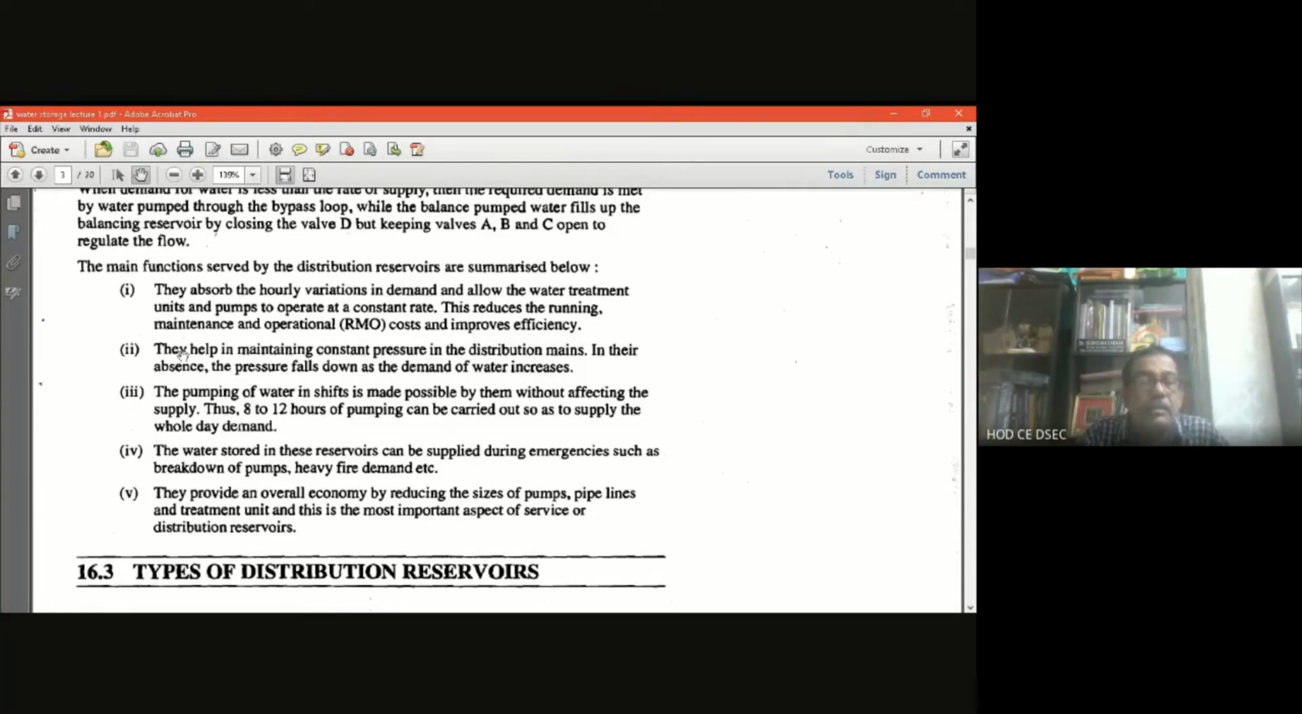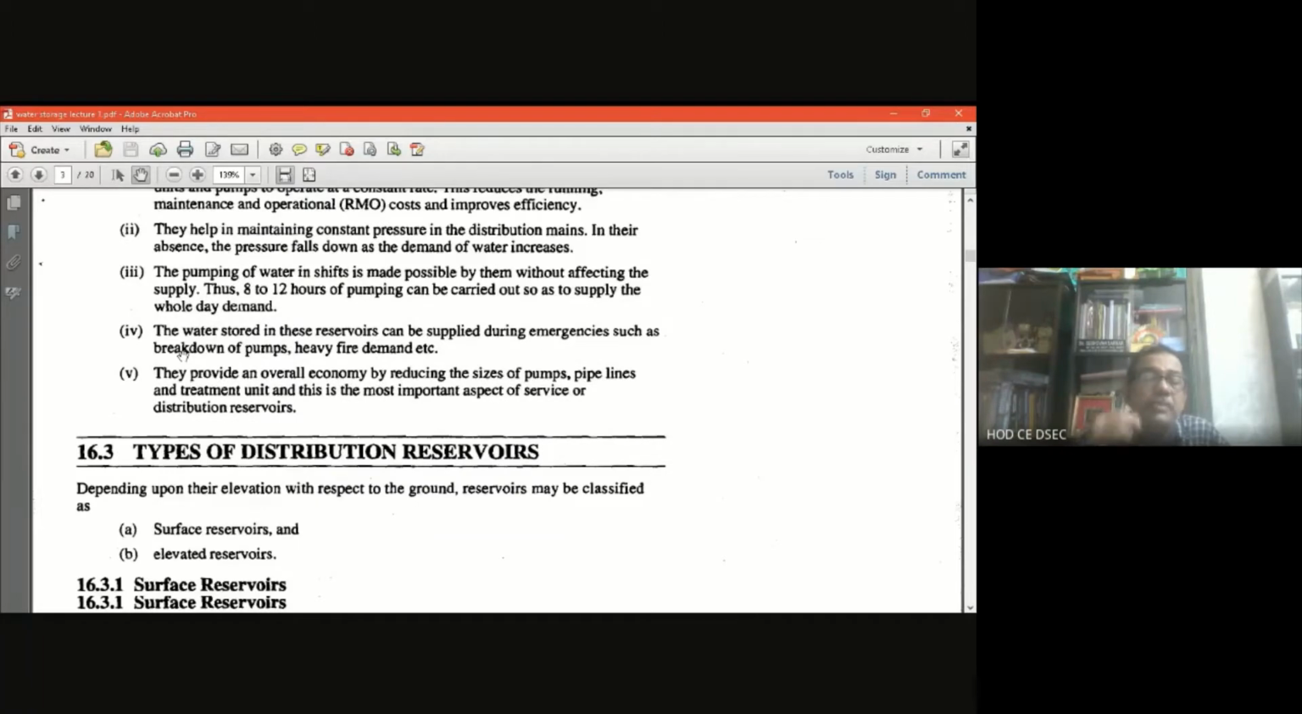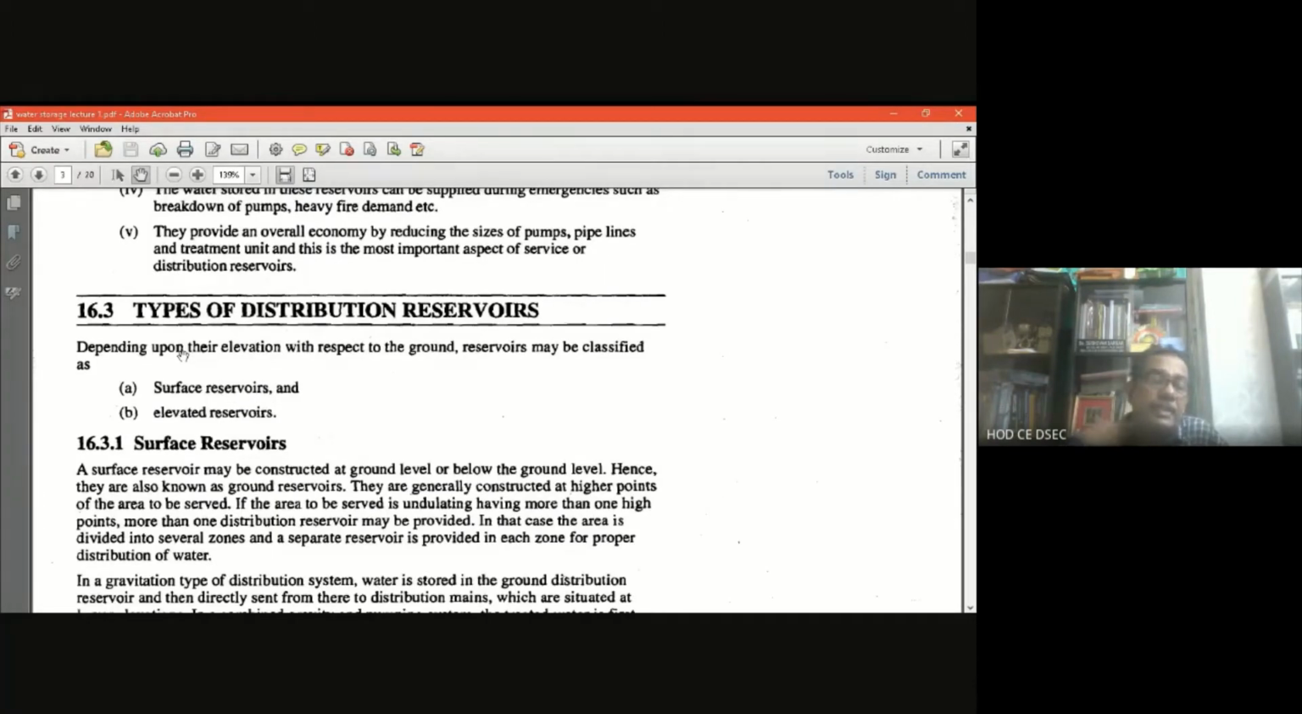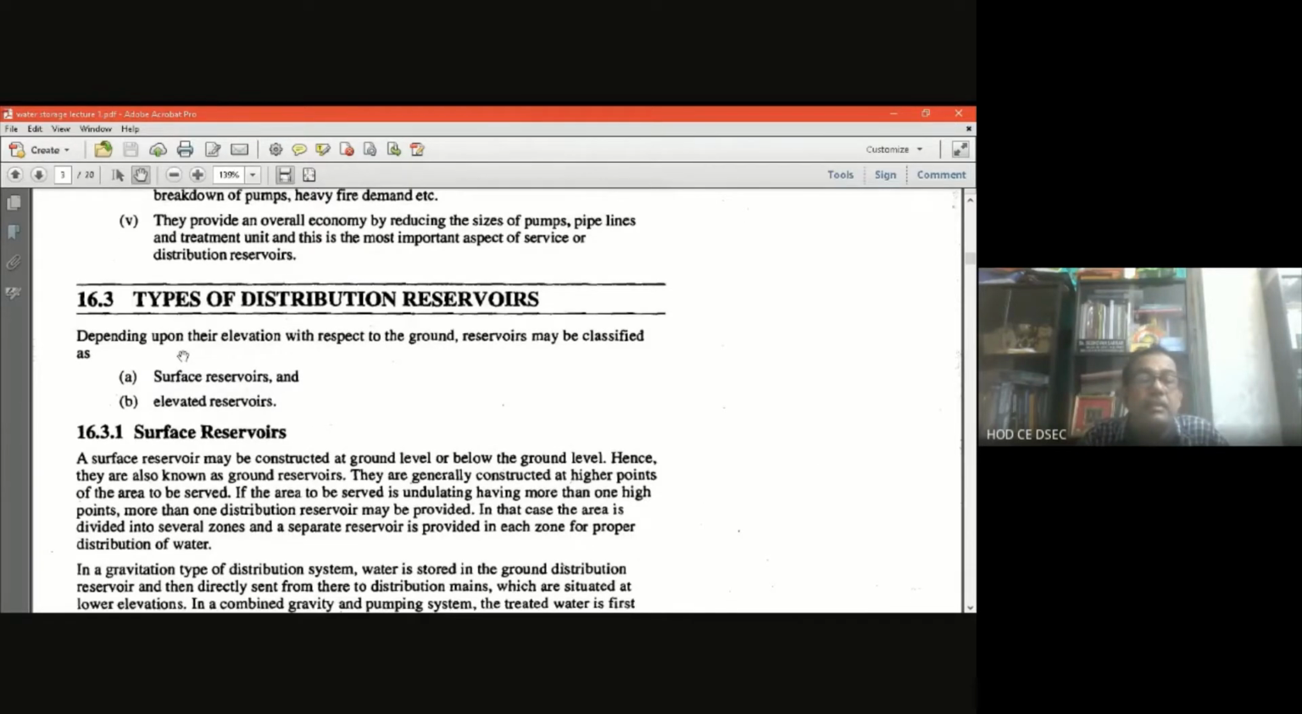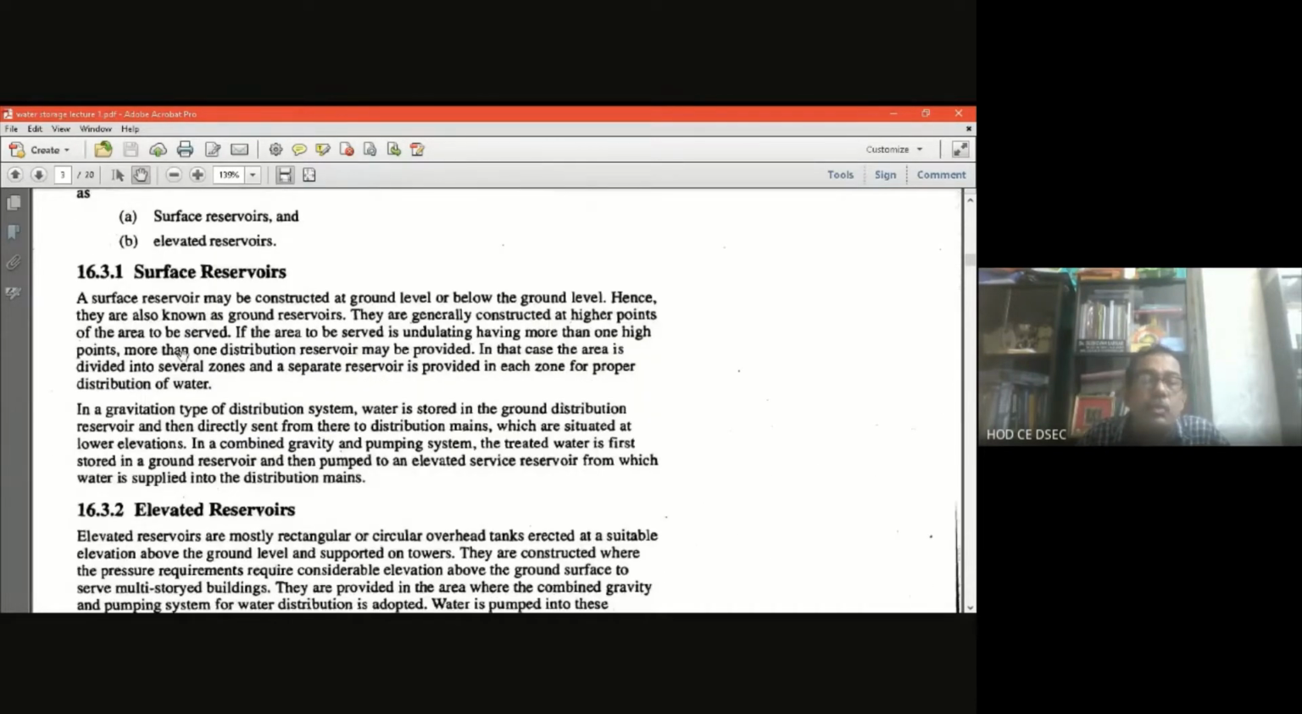Fine. Now, there are two types of reservoirs. One is the surface, that is the on-ground reservoirs. Another is the elevated reservoirs. So where are surface reservoirs constructed? They are constructed at the ground level or below the ground surface. And these are called the ground reservoirs.